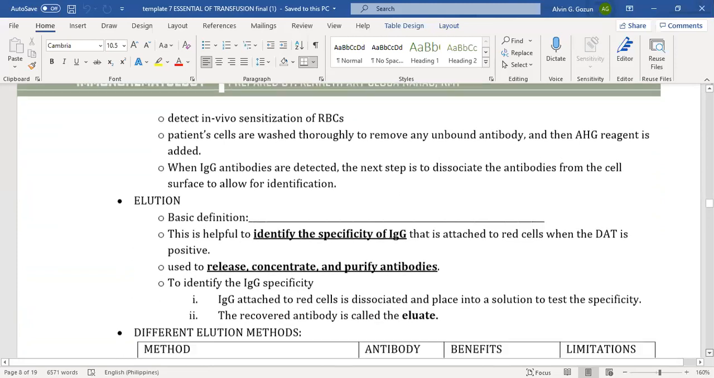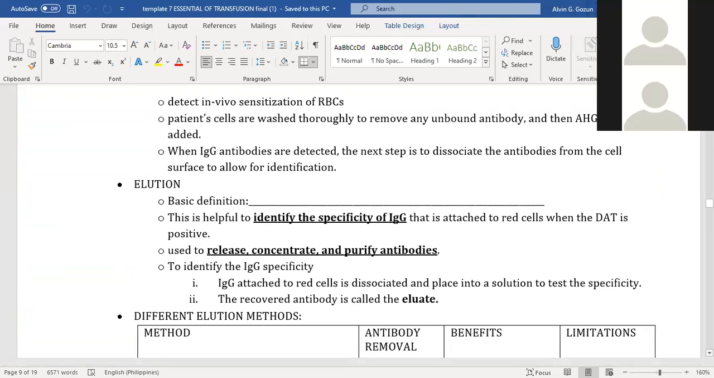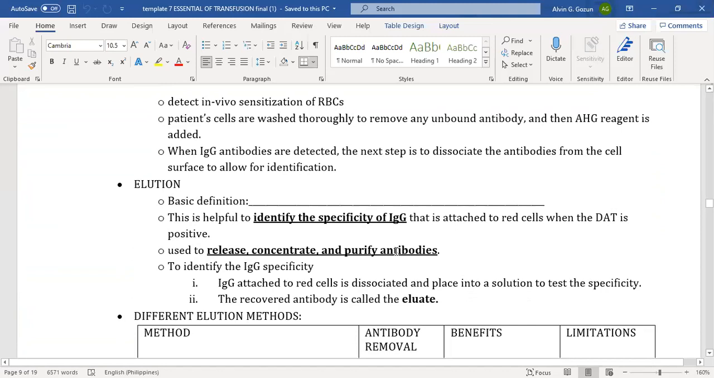So here, elution, this is helpful to identify the specificity of IgG that is attached to red cells when the DAT is positive. Okay, it is used to release, concentrate, and purify antibodies. And to identify the IgG specificity, IgG attached to red cells is dissociated and placed into a solution to test the specificity. And the recovered antibody is what we call now your eluate.